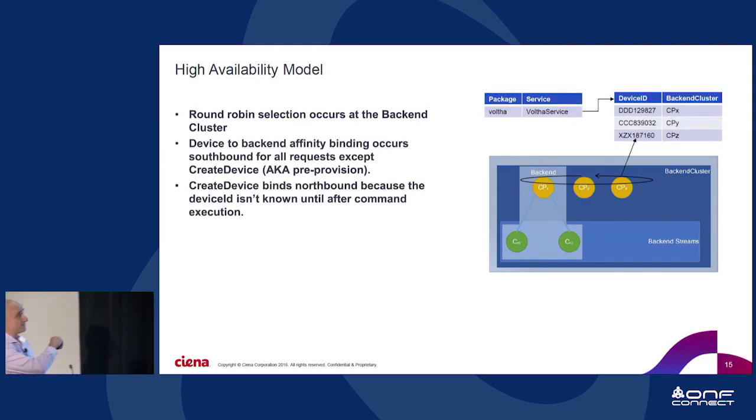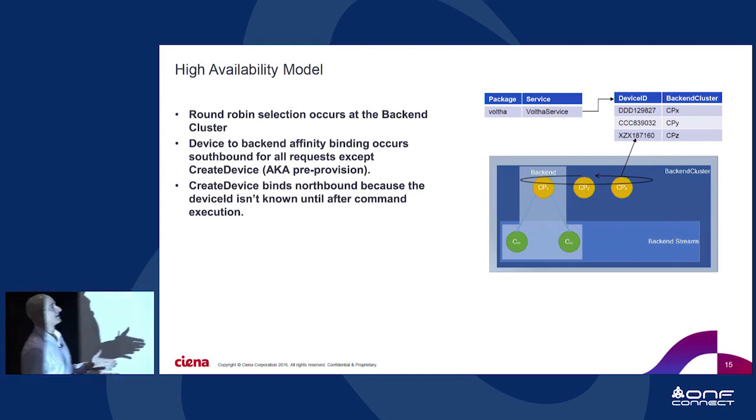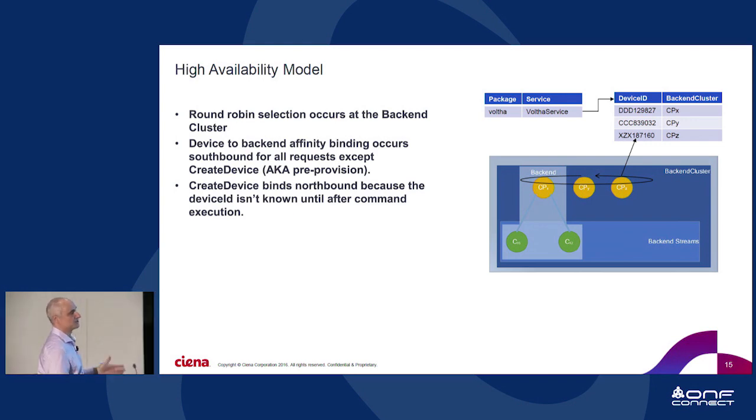The affinity binding also happens at the backend level. So the round robin happens at the cluster level. The affinity binding happens at the backend level. So a backend consists of this virtual core pair, which translates to 2 streams to converse with 2 separate Kubernetes pods or device handlers.